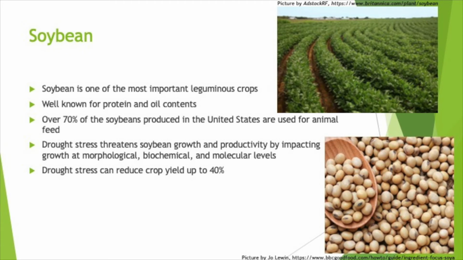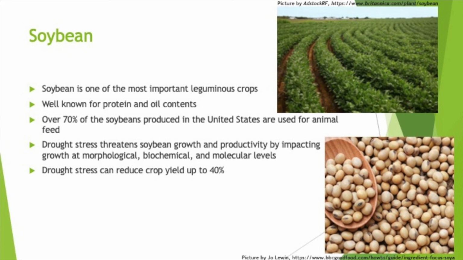Over 70% of the soybeans produced in the United States are used for animal feed. So while soybean isn't directly being consumed by people, a large portion of animals' diets is soybean. Without soybean, we couldn't feed livestock, and without livestock, people would starve.